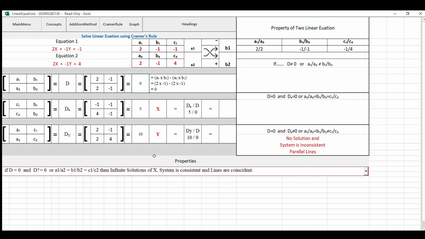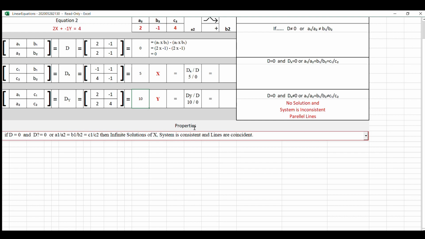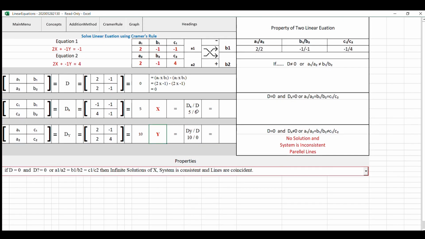What has happened here? D is 0, Dx is 5 and Dy is 0. Now you know, right? You cannot divide anything by 0. And since D is 0, you cannot calculate x because the formula is Dx by D. And if D is 0, you cannot calculate the value. So that is the reason in this case, when D is equal to 0, you cannot calculate x and y.